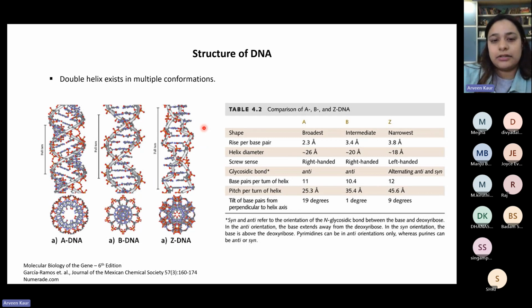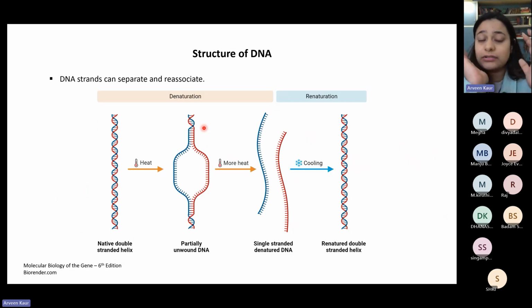So that was it for the various conformations of DNA. And one last thing that we want to speak about in the structure of DNA is that it is possible for DNA strands to separate and to reassociate. That is, to denature and then to renature, right? Now, how does it happen? Most commonly, it is due to the presence of heat or enzymes, right?